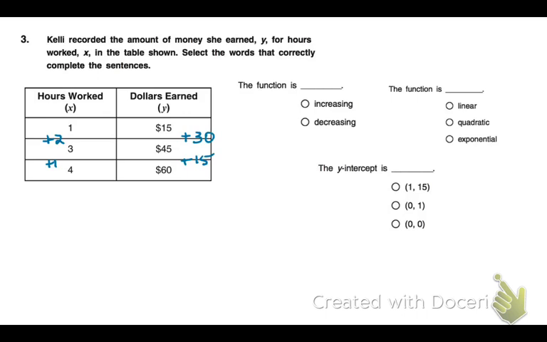So first of all, I can definitely say that this function is increasing. The more she works, the more money she gets. And it's increasing steadily by $15 an hour. When you have a steady increase or decrease, that is a linear function. Then I can work my way down to find out what the y-intercept is when x is 0. I can also just use common sense: if Kelly works no hours, she's going to earn no money. So my y-intercept is (0, 0).